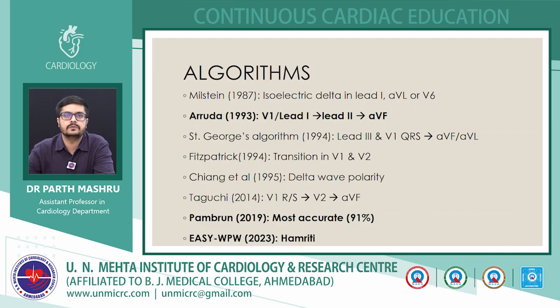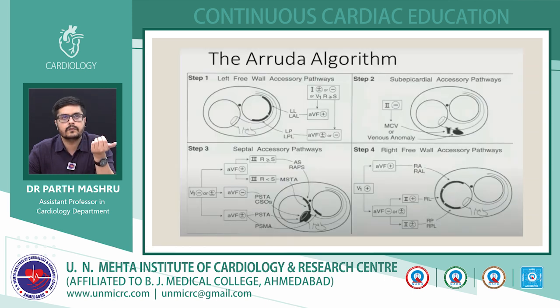So that is the main basic concept of how you reach the localization of accessory pathway, and such algorithms have used that concept only. So now, the first algorithm which I will discuss is the Arruda algorithm. We will go into detail of this algorithm when we see the ECG examples, because remembering these algorithms is a big headache, and it's very difficult to remember all the steps. So if your concepts are clear regarding the localization, you don't even need to remember these algorithms.